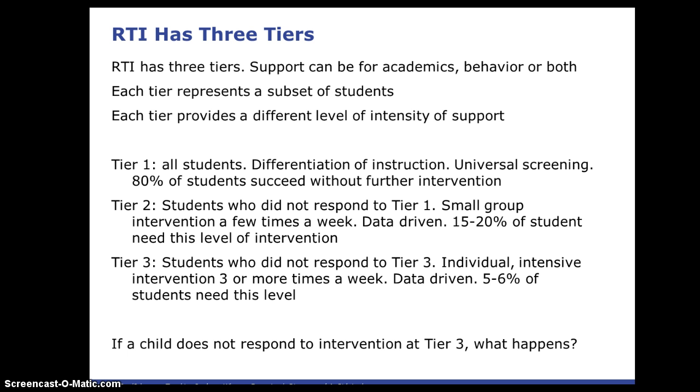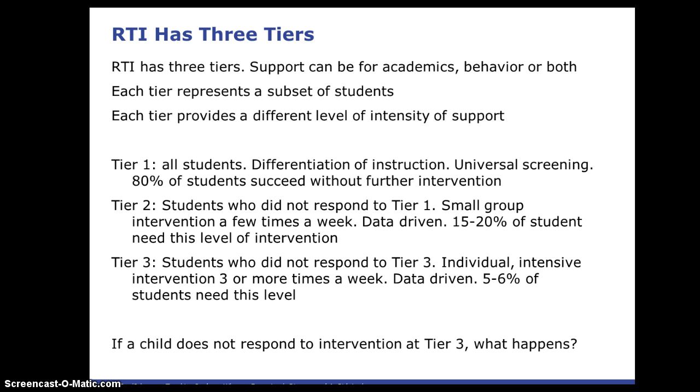Also part of tier 1 is what's called universal screening. And so what that means is that we do frequent assessments so that we can see the kids that are getting it and the kids that are not getting it. And for behavior, we're also doing screening to see the kids that are responding to the behavioral rules and procedures that we have in place and the kinds of service management we're doing. And we're looking for the kids that are not responding to that. About 80% of kids are going to respond to just simple differentiation of instruction and rules and routines for behavior. For those that don't, we move to tier 2.